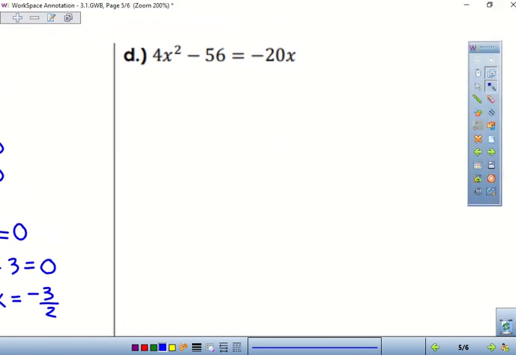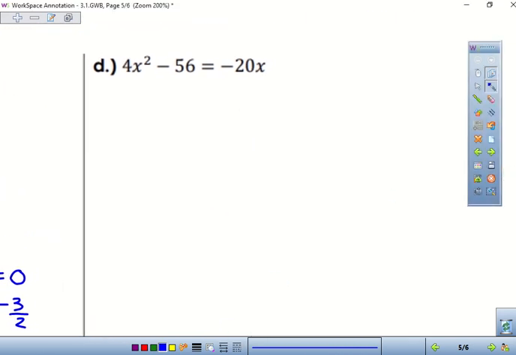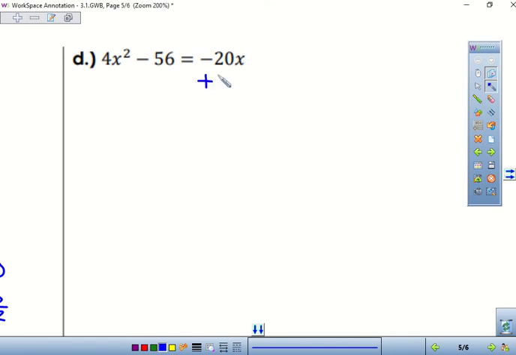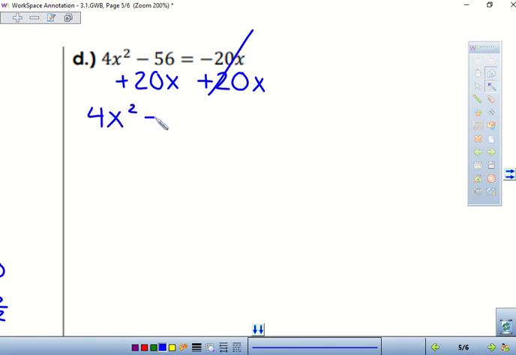Next one over here, we're going to start by getting it into standard form. What is step 1 to do that? Rearrange and add the 20x over. Very good. So I'm going to add that over. And as I do that, I'm going to write it into standard form. Like this.